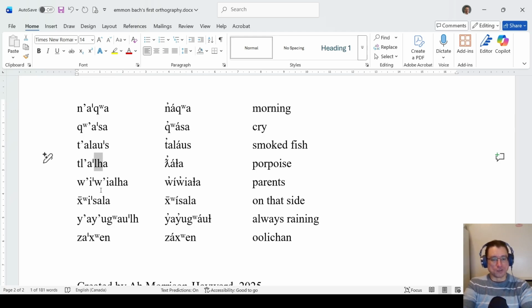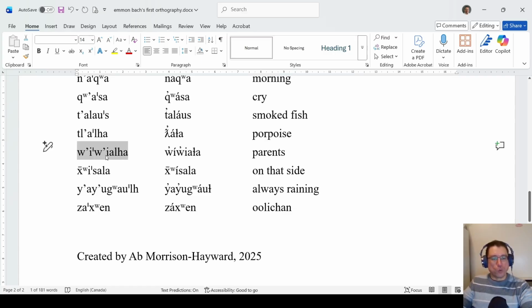This is one single sound, but it's represented by two separate letters. Whereas in the hybrid orthography, this one sound is represented by one symbol. So when you look at this tilted L, you should know that it makes a sound. So there's no possibility of separating it into separate letters. So you know immediately that this is tlasla. And this means porpoise.